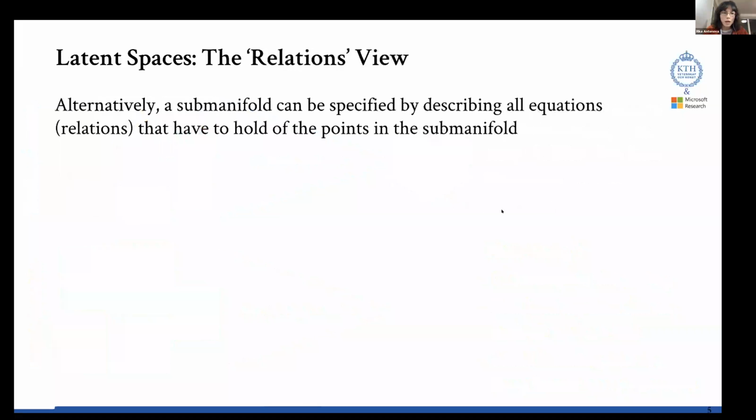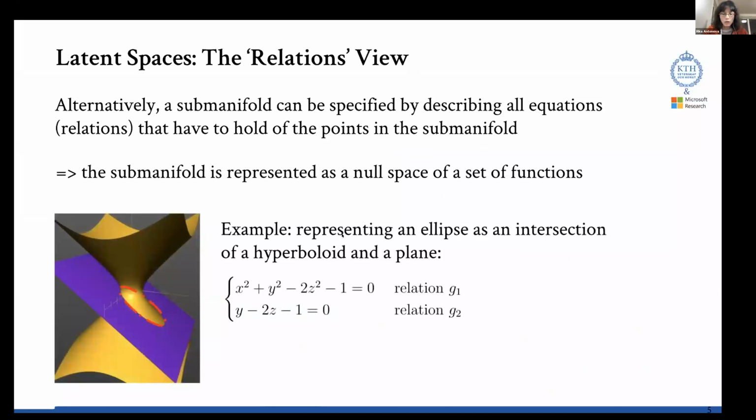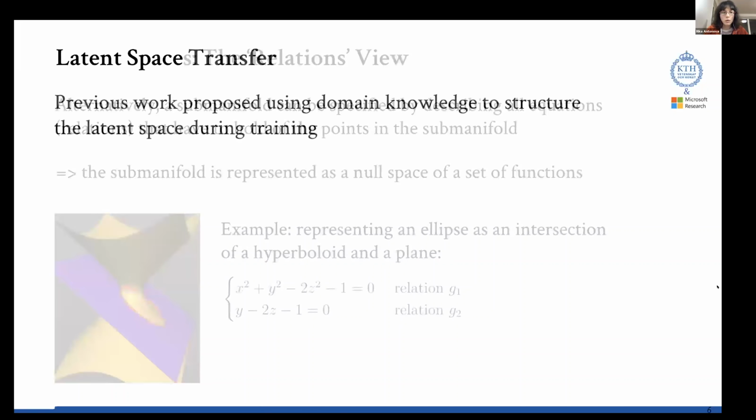So we take a slightly different perspective and we say, how about we describe the submanifold by saying what are all the equations or relations that have to hold for the points on the submanifold. Then the submanifold is represented as a null space of a set of functions. Here is a very simple example, just to make it concrete. We have an ellipse here, and this is an intersection of a hyperboloid and a plane. So our two relations are the hyperboloid and the plane, and the null space of these sets of functions, in this case G1 and G2, is the ellipse. All right, so this is the alternative view that we take.